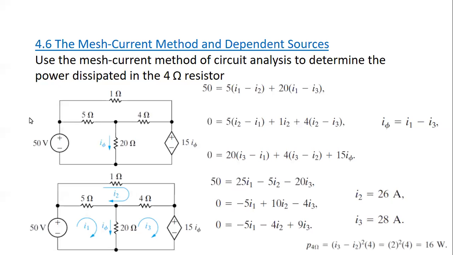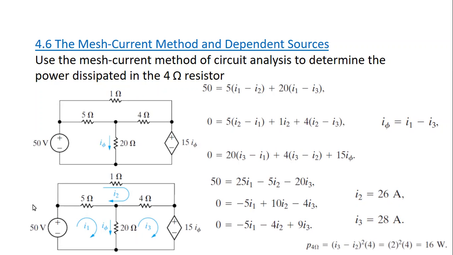after a minute. Okay. So we need to use the mesh current method to determine the power dissipated in the 4 ohm resistor. And where is the 4 ohm resistor? Here it is. So we need to find the current in this 4 ohm and then find the power. So any questions so far? Is it clear so far?